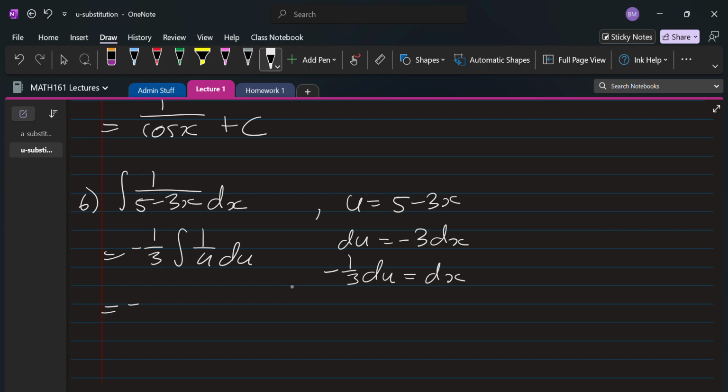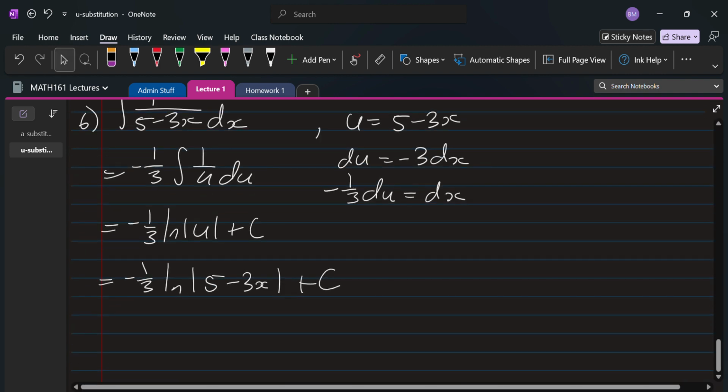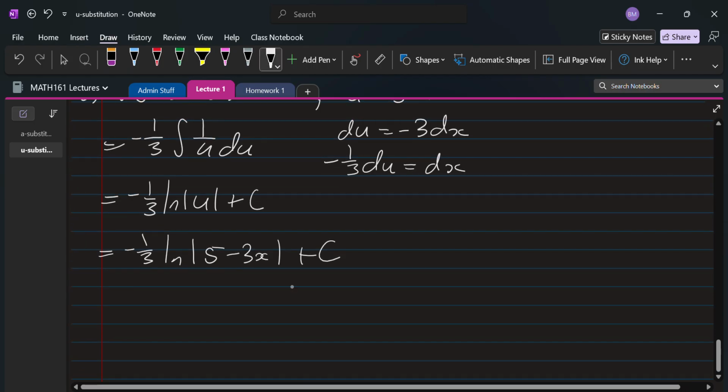So we have minus a third. Integral of this, we know natural log of u plus c. So this will be minus a third natural log 5 minus 3x plus c. Pretty easy. Okay, number 7.